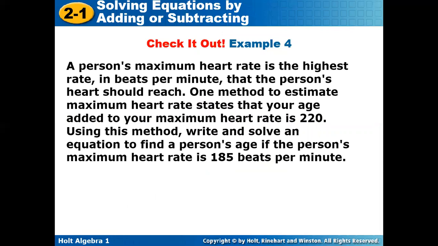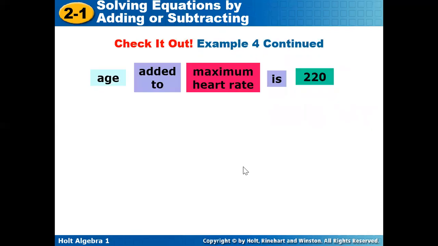A person's maximum heart rate is the highest rate at which their heart should beat per minute. One method to estimate maximum heart rate states that your age added to your maximum heart rate is 220. Using this method, write and solve an equation to find a person's age if the person's maximum heart rate is 185 beats per minute. So we need to make a plan, right? You add your age to a maximum heart rate, and that gives you 220.